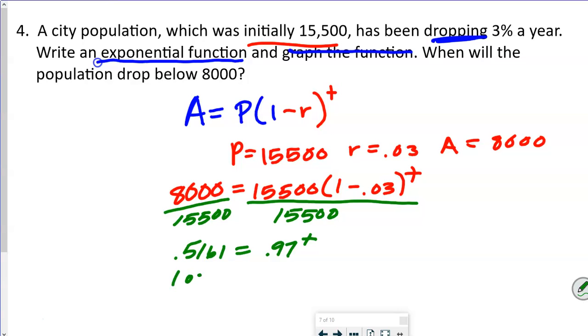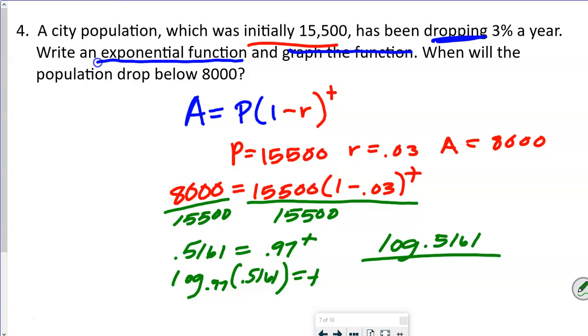So this is going to be the log base 0.97 of 0.5161. That's going to be equal to t. Now we can use the change of base formula to solve this. So this is going to be the log of 0.5161 over the log of 0.97.